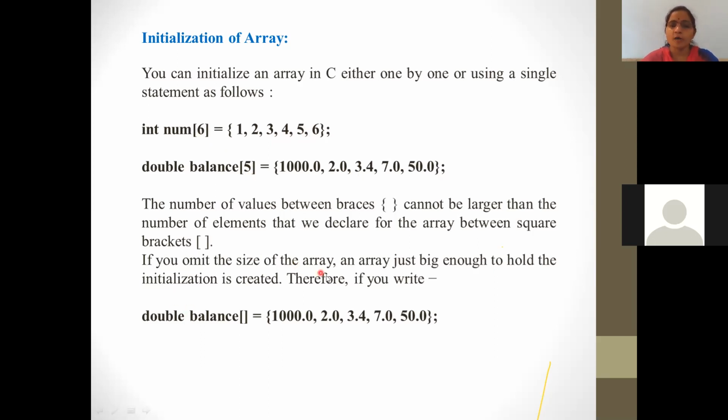If you omit the size of the array, then an array just big enough to hold the initialization is created. Suppose you write double balance[] and have not declared the size, just a blank bracket, and after that you initialize the values 1 2 3 4 and 5. Automatically it takes the space for 5 elements.